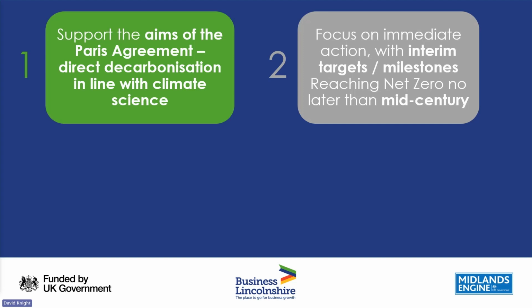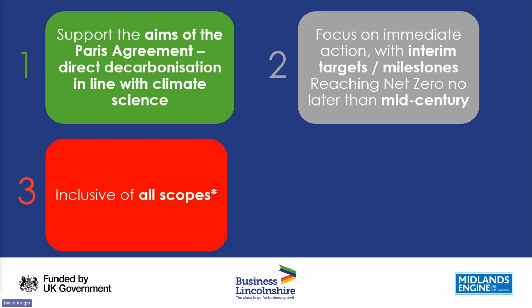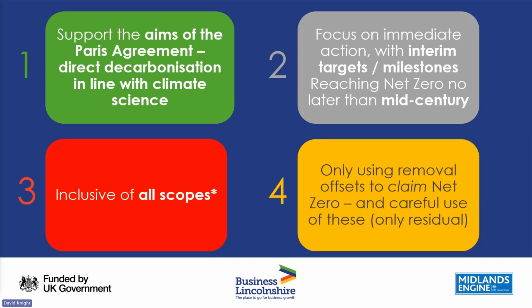That's really what we want to focus on with all organizations at this stage: what is it that we're able to do within the next 5 to 10 years? That's the immediate future that we want to look at, and how can we decarbonize ourselves at this point? As I mentioned, it is a value chain. So net zero looks at not just you as an organization, but also your suppliers and your supply chain. So it's inclusive of all scopes, and we'll talk about that in the next slide. And as I said, the last thing we do is we use the removal offsets only to claim the net zero part of it. So again, these would only be used at the residual and not at any point.